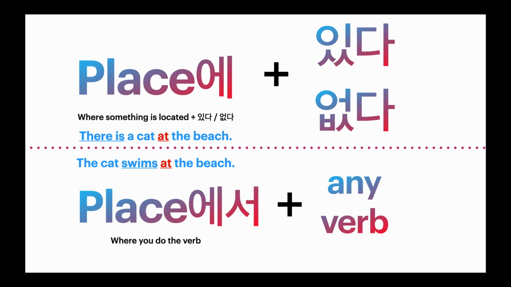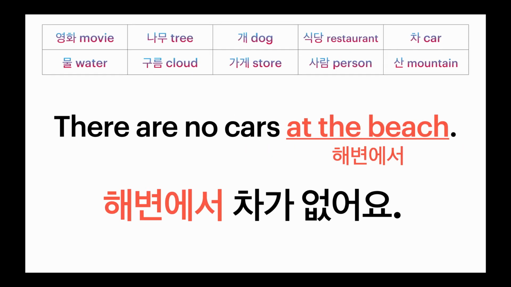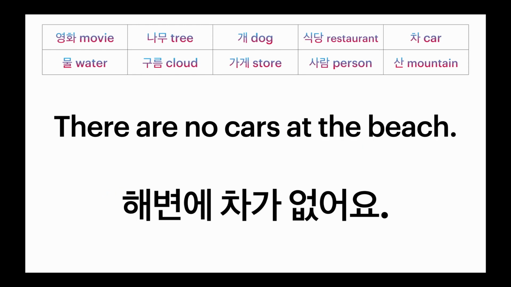An example using these two patterns would be, there is a cat at the beach, versus the cat swims at the beach. In a sentence where you're talking about where something is located, where it exists, you will follow this sentence pattern, place 에 plus 있다 or 없다. So going back to this sentence right here, 해변에서 becomes 해변에. 해변에 차가 없어요. There are no cars at the beach.